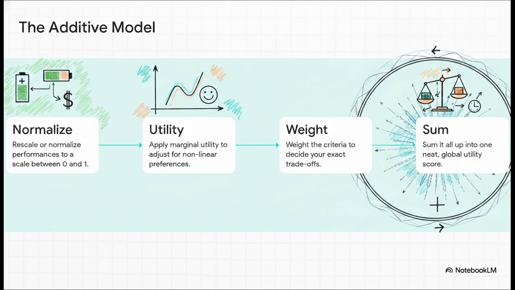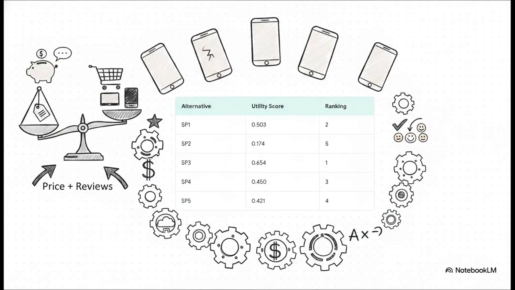Step 1, we rescale or normalize the performances. You obviously can't directly compare battery life in hours to a price in dollars, so we normalize everything to a standard scale, usually between 0 and 1. Step 2, we apply the marginal utility, which basically adjusts those scores for your nonlinear preferences. Step 3, we weight the criteria, figuring out how much you'd trade on one criterion to gain on another. And finally, step 4, we sum it all up into one neat global utility score. So the crucial point is seeing how this plays out in a real scenario.